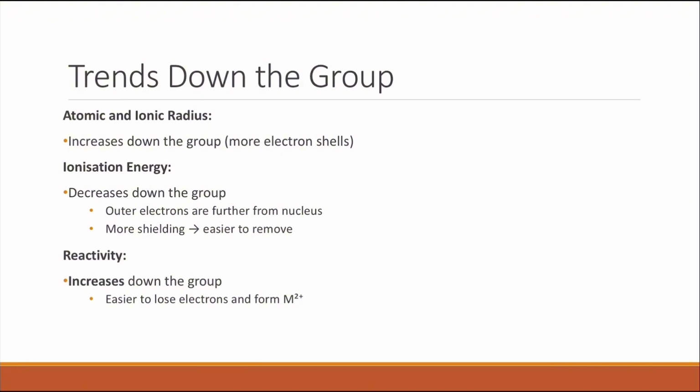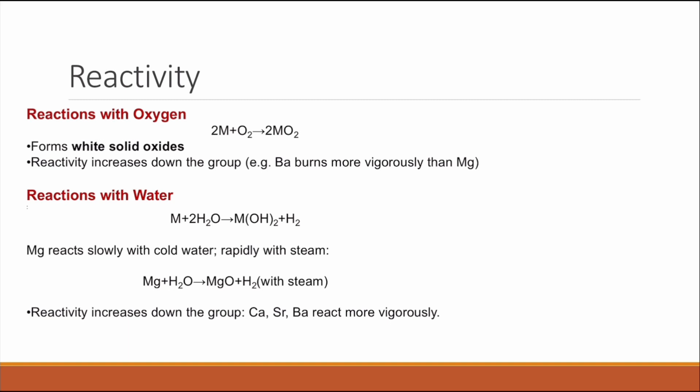So in terms of their reactions, they react with oxygen to give metal oxides, which have the formula MO. And these oxides are white solids. The reactivity, as we said, increases down the group. So barium will burn more vigorously than magnesium with oxygen. They will react with water to give metal hydroxides and hydrogen gas. The reactivity increases down the group.